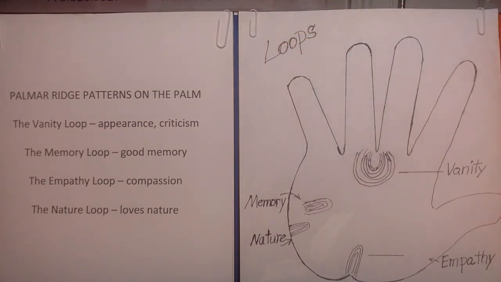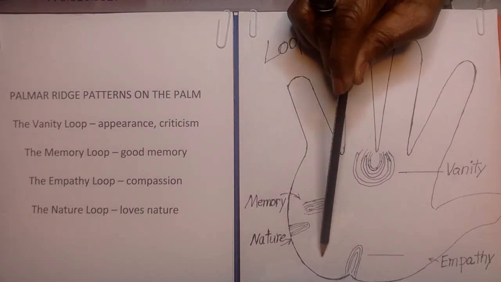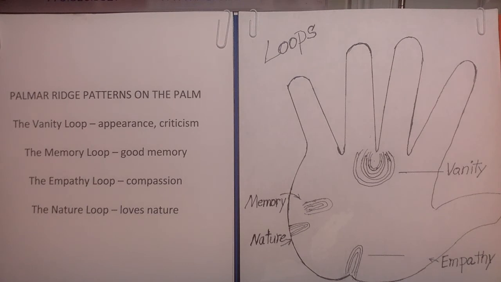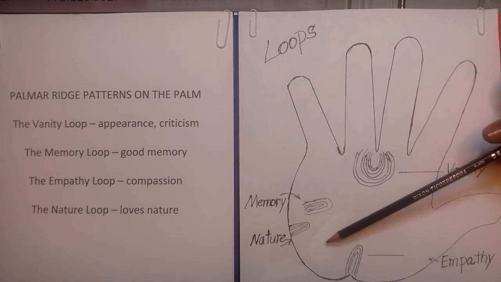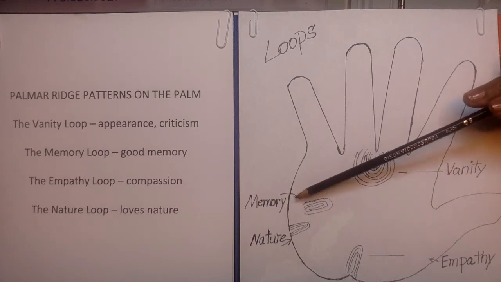Okay. It's only found on about 10% of hands located in this area. And it reveals a good memory. That person has a good memory. Now, if it goes deep here, as I was telling you before, it indicates psychic ability. And it is found, if it's located here, it's found among clairvoyants, astrologers, palmists, and card readers. Okay, so that is the memory loop.